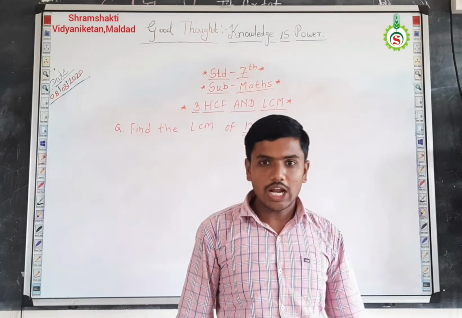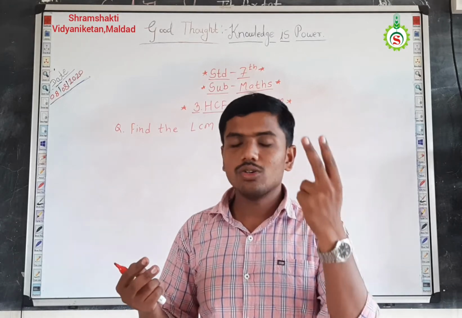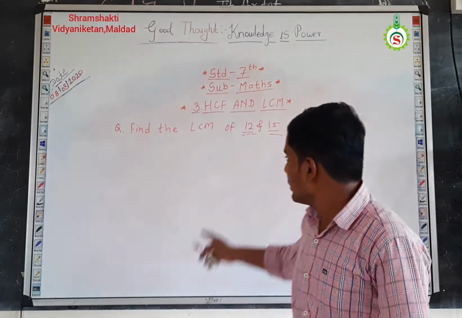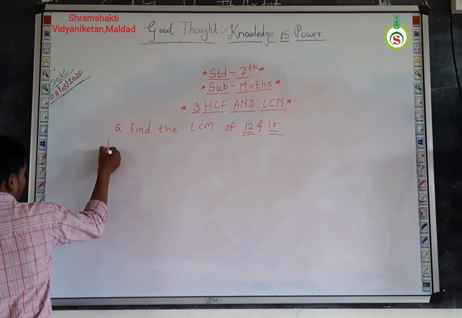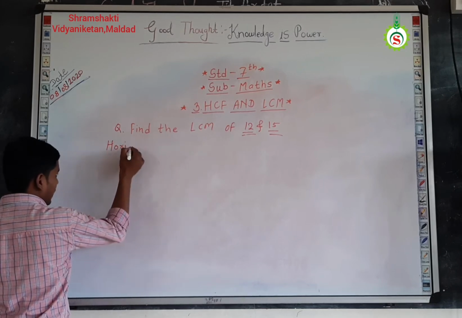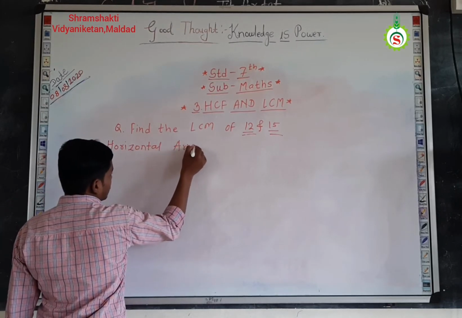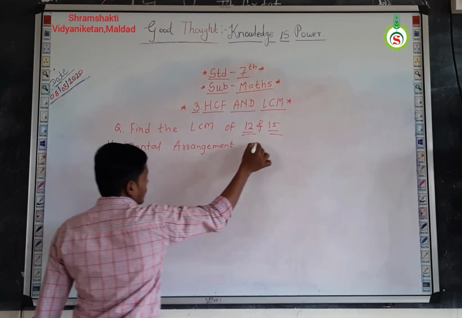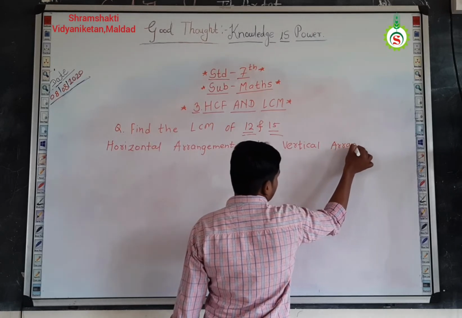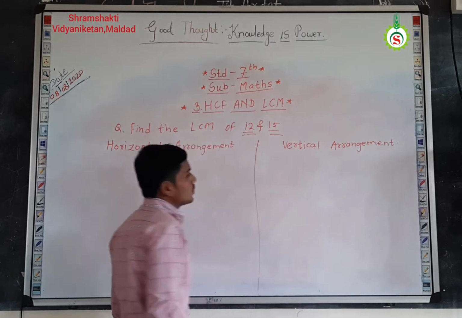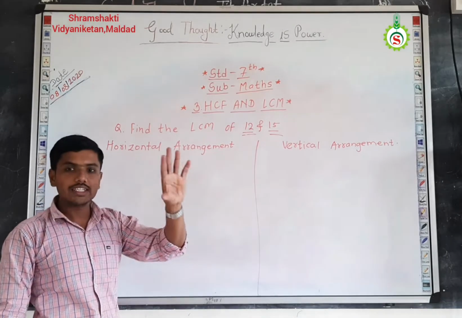That means I have to find the LCM. For finding the LCM, there is only one method, which is factorization. But in factorization, you can use 2 arrangements, horizontal or vertical. So we will find the LCM of 12 and 15 by both the vertical and horizontal arrangements. Here I will show you how to find the LCM by both methods, and what the difference between them is. First, horizontal arrangement, and in the next part we will see how to find the LCM by vertical arrangement. For finding the LCM, I can use only one method, that is factorization. That means I have to find the factors of the given numbers.